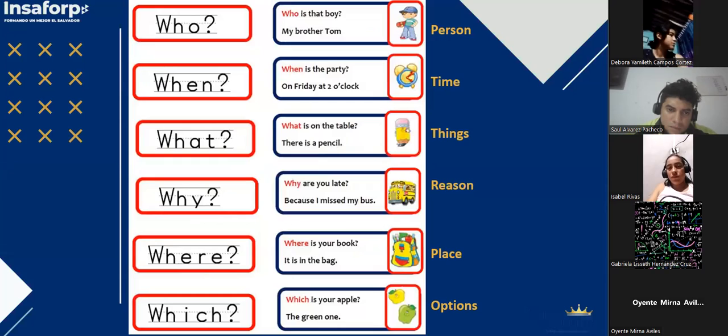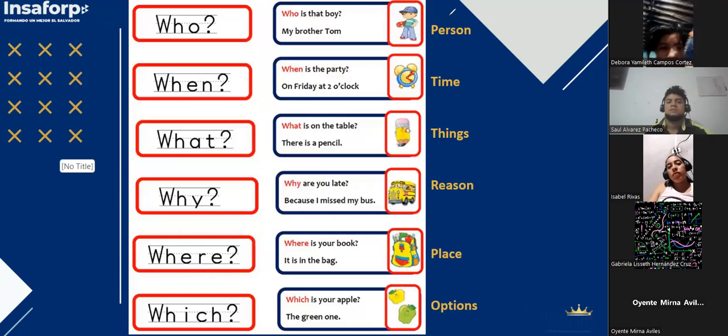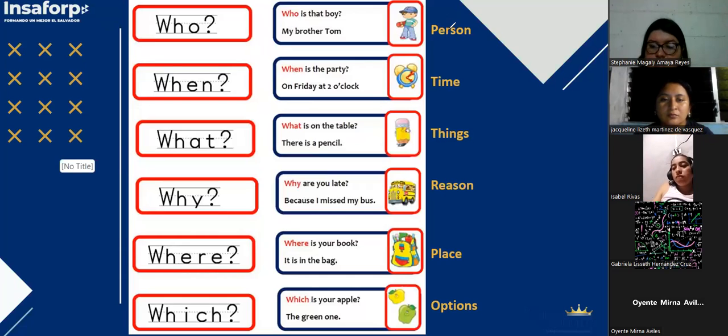Ahora, vamos a ver cuándo usamos cada una de estas y qué información estamos pidiendo cuando nos dicen una pregunta con estas palabras. Okay? For example, with the word who, they are asking about a person. They are requiring information about a person or people. It could be singular and plural, the same word. Who is or who are. Who is asking for a person, requesting information about a person. So we have an example here. Who is that boy?